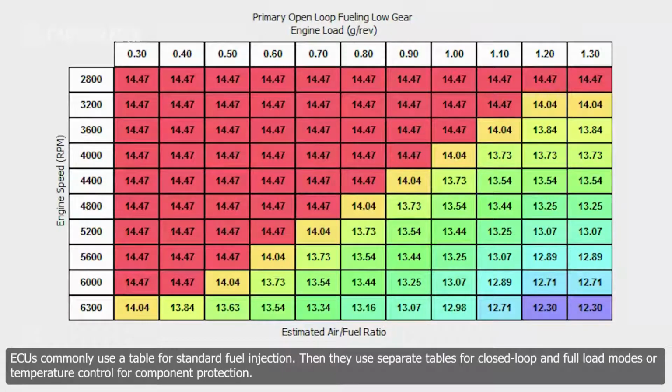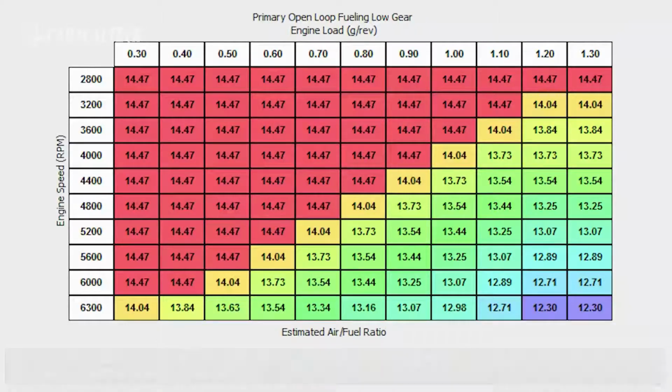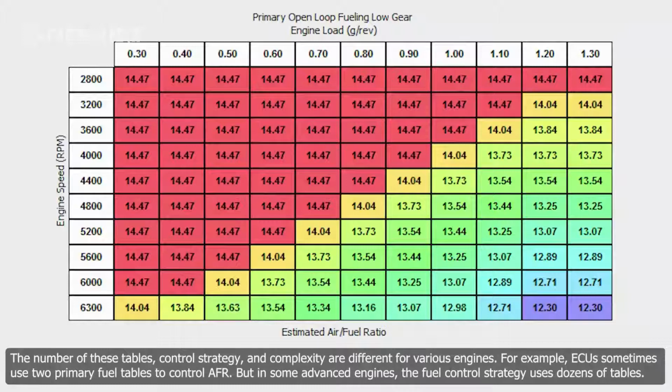ECUs commonly use a table for standard fuel injection. Then they use separate tables for closed-loop and full-load modes, or temperature control for component protection. The number of these tables, control strategy, and complexity are different for various engines. For example, ECUs sometimes use two primary fuel tables to control AFR. But in some advanced engines, the fuel control strategy uses dozens of tables.